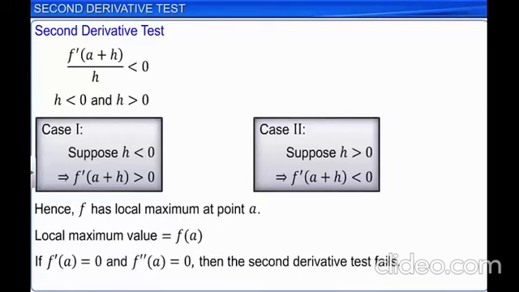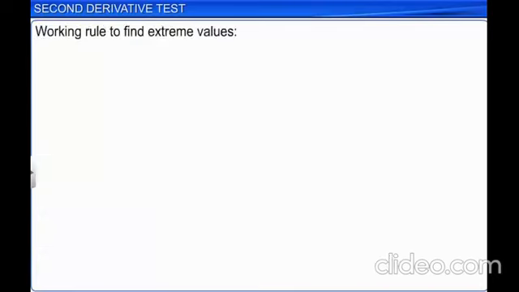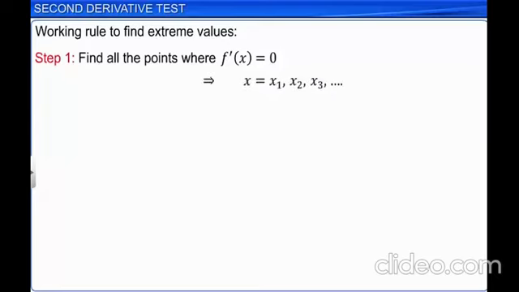Now, let us learn the working rules to find the local maximum and local minimum values. Begin by finding the first derivative of the function and equate it to 0. Suppose the values of x are x1, x2, x3, and so on. Then, find the second derivative of the given function. After that, find the values of the second derivative at points x1, x2, x3, and so on.